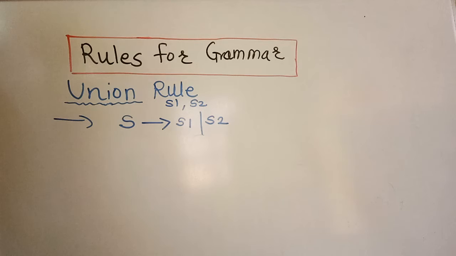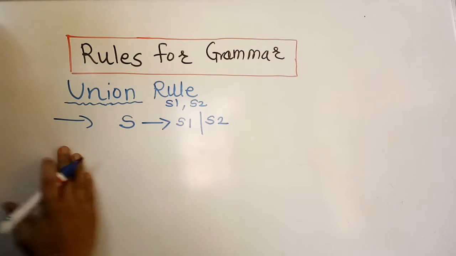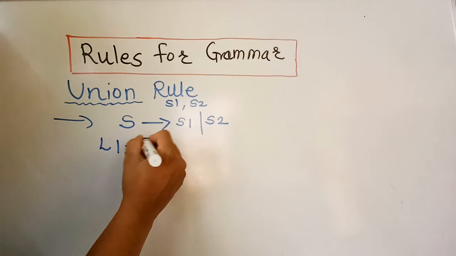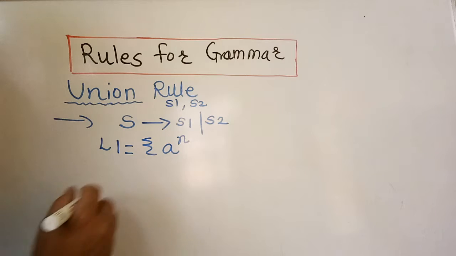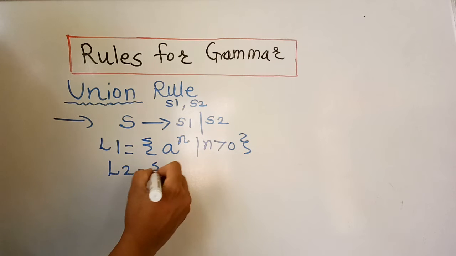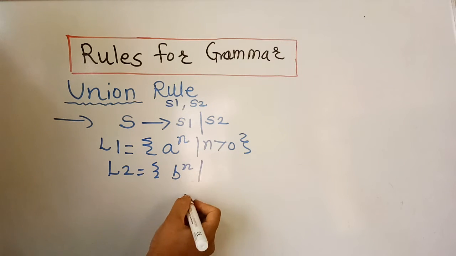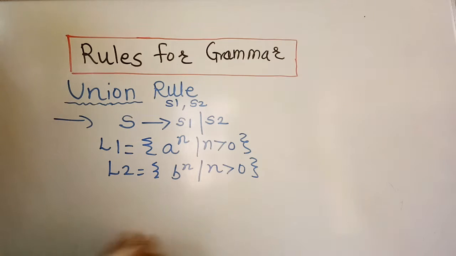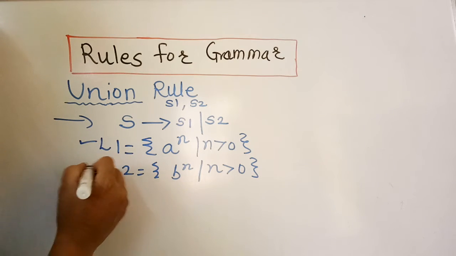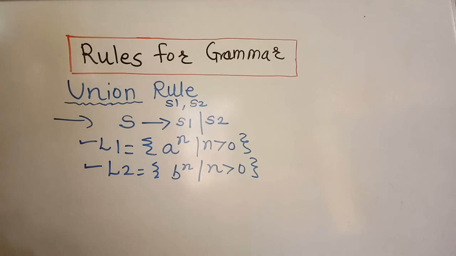For example, we will try to write this rule with the help of one example. Suppose there is a language L1 with the rule a raised to n, n greater than 0, and L2 is a language with the rule b raised to n, n greater than 0. Now we have to take the union of these two languages. For such cases, we will write a grammar for each language separately, then combine both.